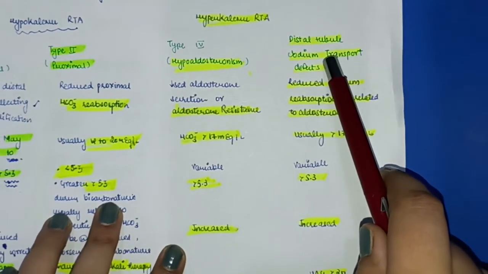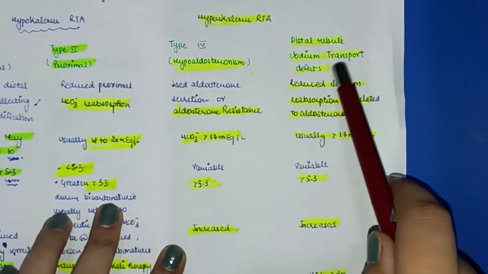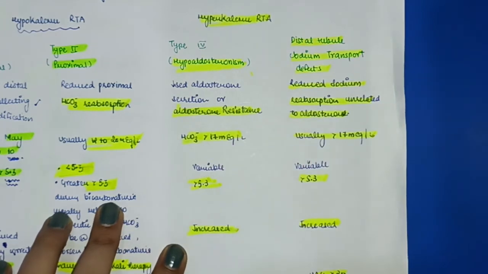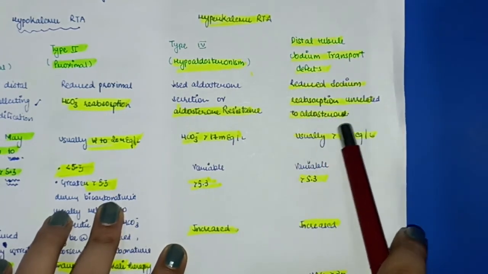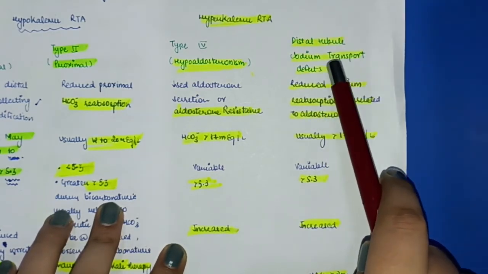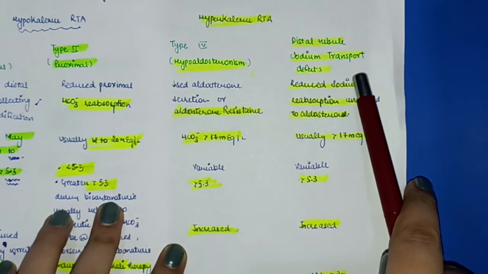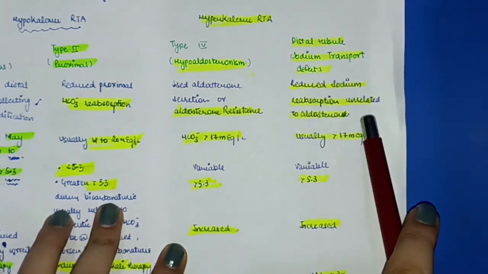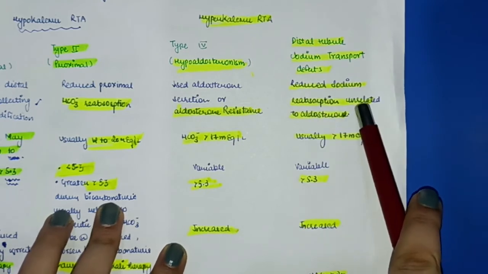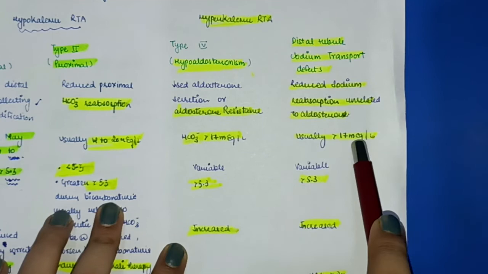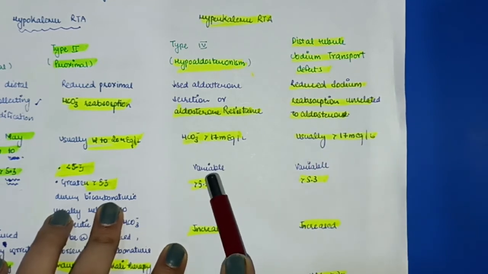Type 3 RTA is mainly a distal tubular sodium transport defect. It is similar to type 4 RTA, except for the fact that it is unrelated to aldosterone levels. There will be a defect in distal tubule sodium transportation. So in type 3 RTA, aldosterone levels are normal. It is not related to aldosterone. Otherwise, type 3 has similar features to type 4.